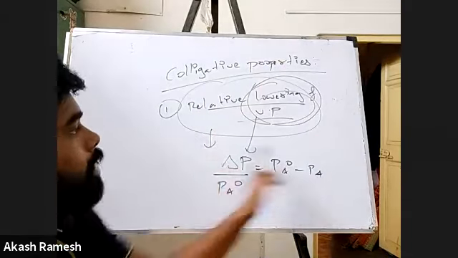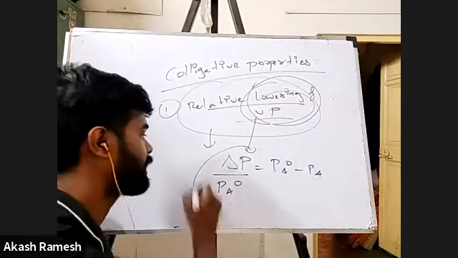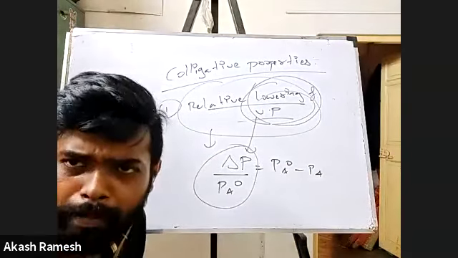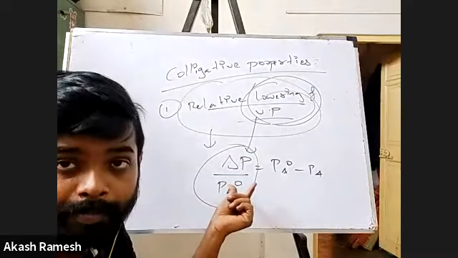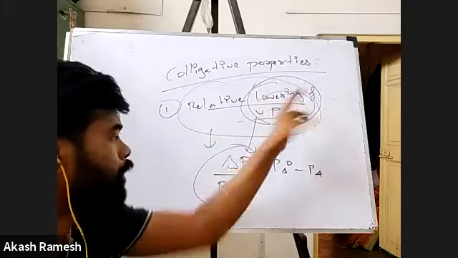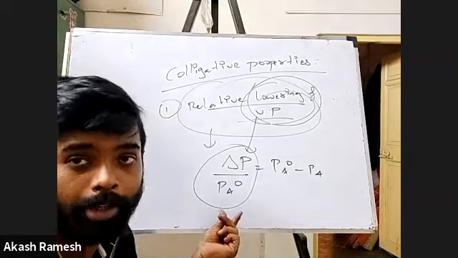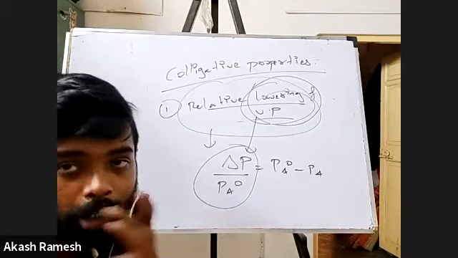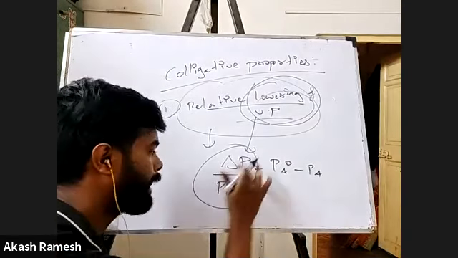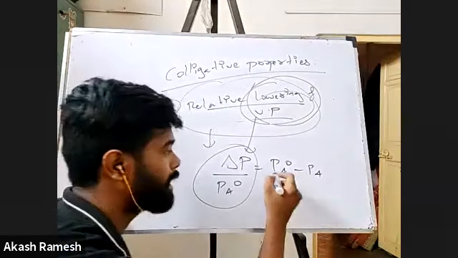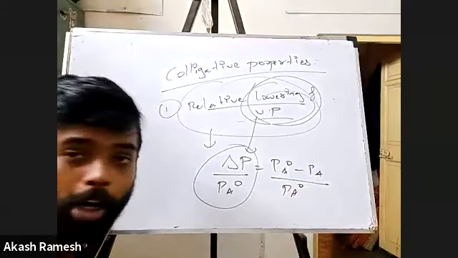So the total term, relative lowering of vapor pressure, is this entire term. Very simple. Lowering of vapor pressure is delta P, change in vapor pressure. And obviously relative lowering means you have to divide it by the pure liquid vapor pressure, that is PA naught or PB naught, depending on what you're going to speak about. So now I can rewrite this del P divided by PA naught as PA naught minus PA, divided by PA naught.